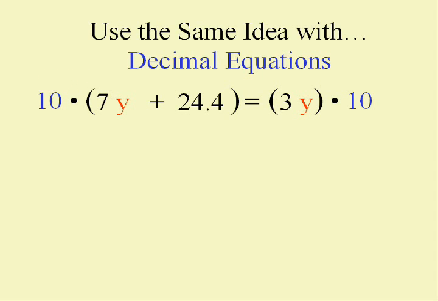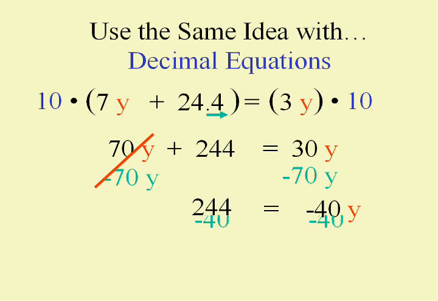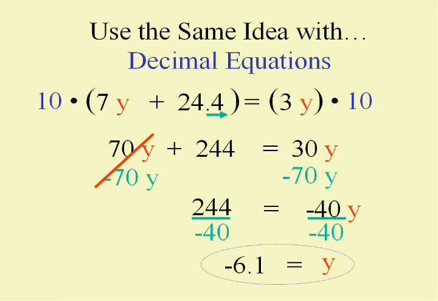This is going to give me 70y. At least it's not a decimal. This is going to give me, move it over 1, 244. And then this is going to give me 30y. Now there's no problem. Solve it. Well, how do we solve it? Let's get all the y's on one side and get y by itself. I'll divide by negative 40 and y will be, it's a tough division, but that's the answer, negative 6.1. Excellent. Okay, let's do another.